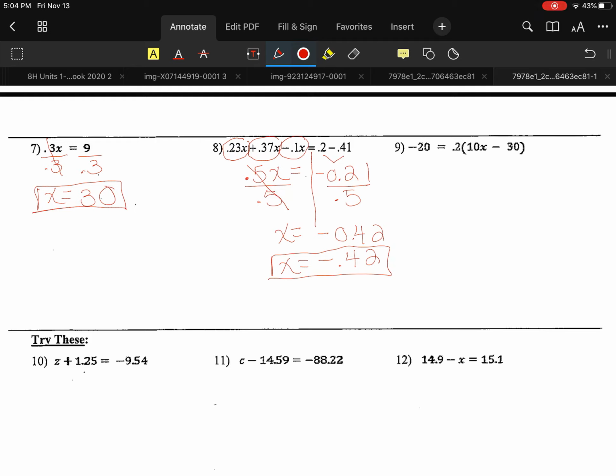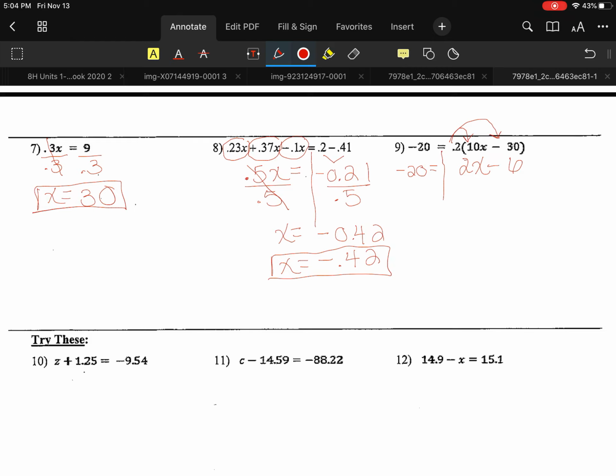Number 9, I have parentheses. Look at that. So now we're going to use our distributive property to get rid of those parentheses. So I take what's on the outside, which is a 0.2, and multiply it to the inside. So 0.2 times 10 is going to give you 2x. 0.2 times a negative 30 is going to give me a minus 6. Now that I've distributed and multiplied by 0.2, the 0.2 is now gone and my parentheses are gone.